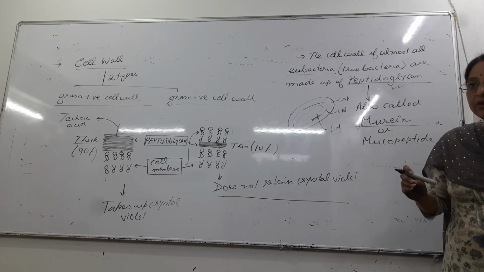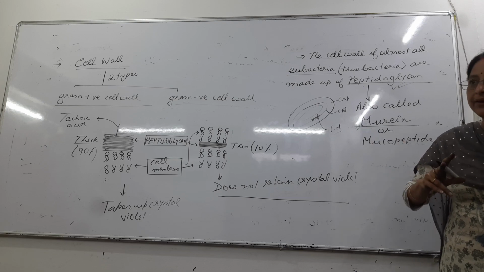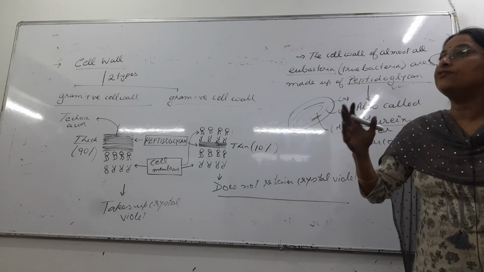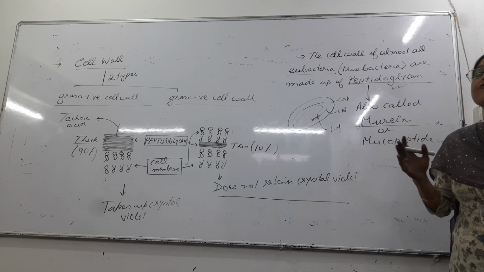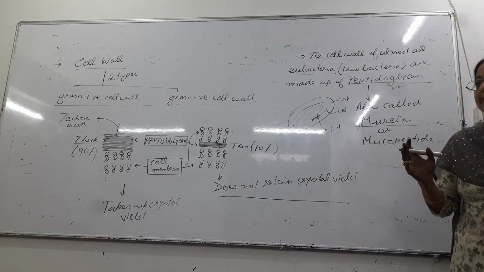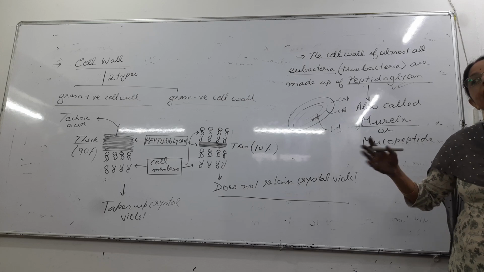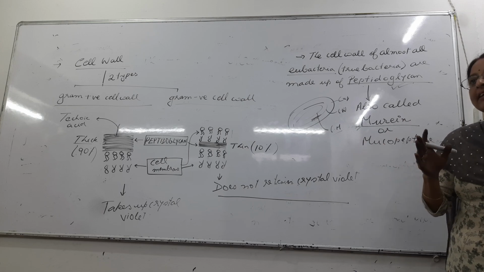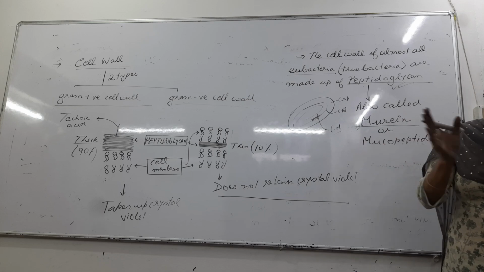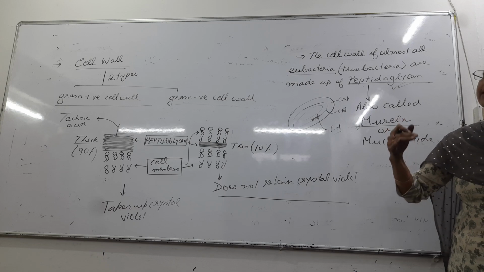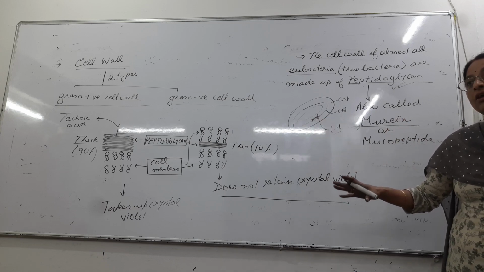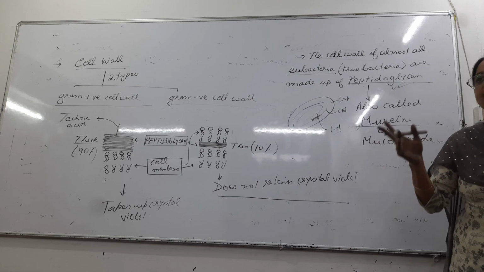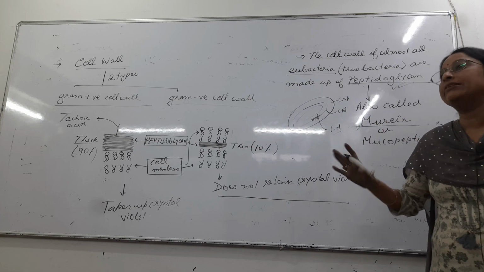Bacteria on the basis of cell wall could be of two types. Bacteria are classified on the basis of different factors. On the basis of flagella, there is one classification. On the type of shapes, there is another classification. On the type of cell wall structure, they are of two types. Either it is a gram positive cell wall or it's a gram negative cell wall.